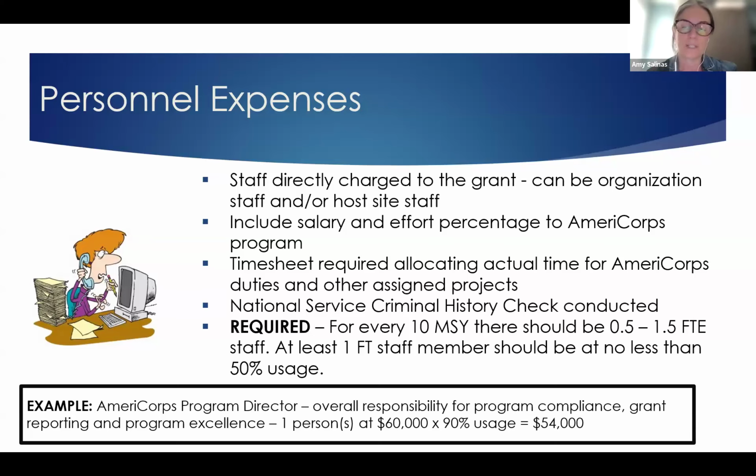At least one full-time staff member should be utilized on the grant at no less than 50% usage, and any staff member at 50% usage or more should be in the state of Washington, location geography-wise. No staff members should be listed below 20% usage. That's a lot I've just said. So if there are any questions, please just put them in the chat.